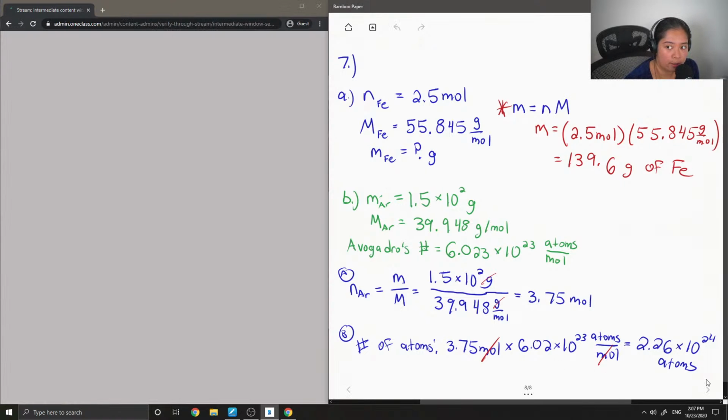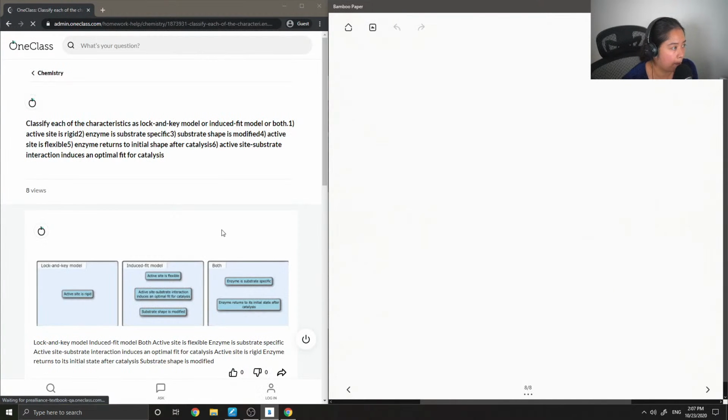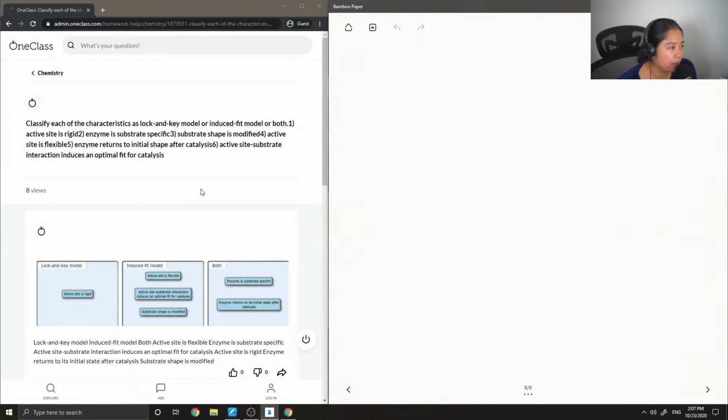Okay, so let's check out question number 8. Classify each of the characteristics as lock and key model or induced fit model or both. 1. Active site is rigid. 2. Enzyme is substrate specific. 3. Substrate shape is modified. 4. Active site is flexible. 5. Enzyme returns to initial shape after catalysis. And 6. Active site substrate interaction induces an optimal fit for catalysis.